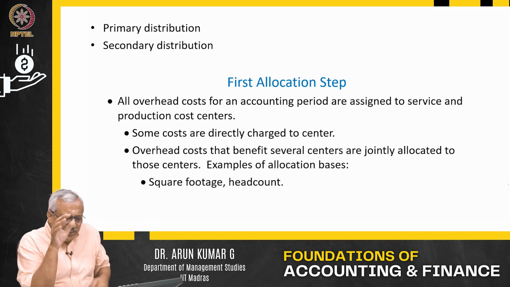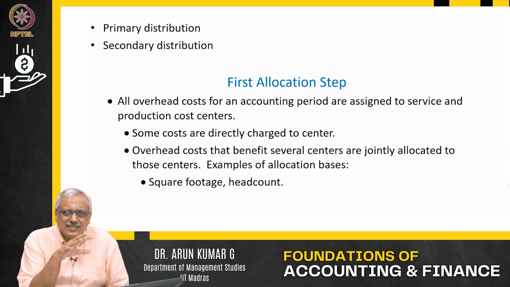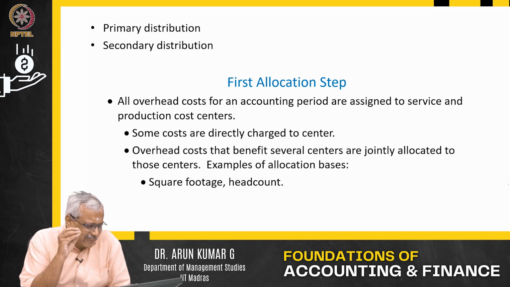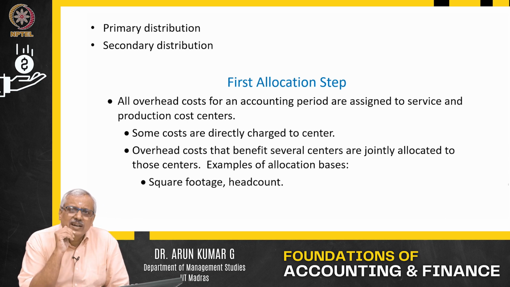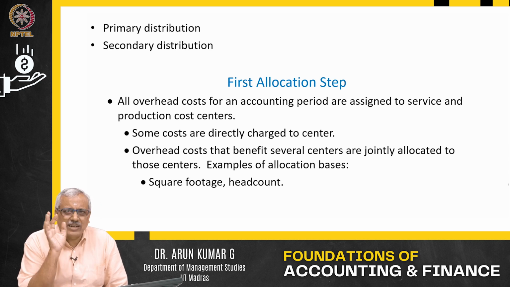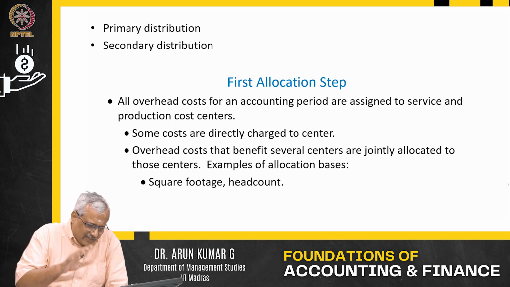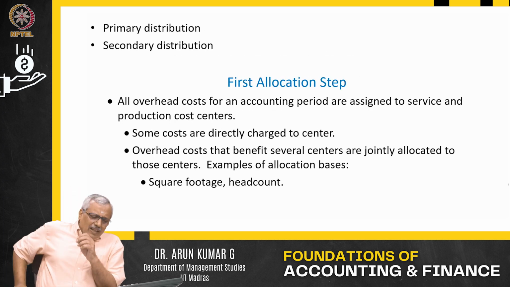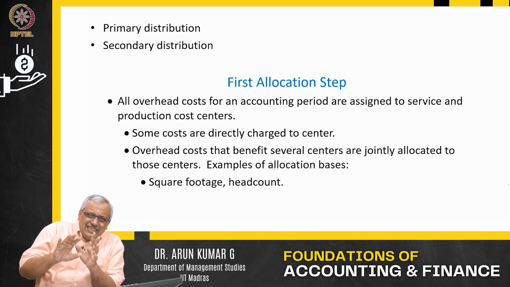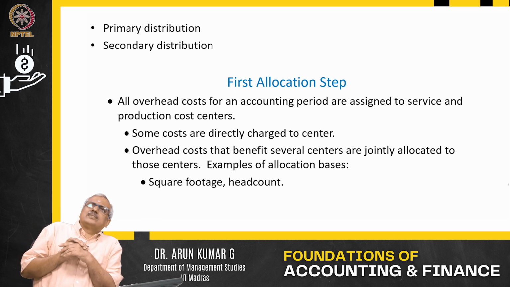Normally, when all the costs are divided between the production and service departments, we call it primary distribution, and then we go in for a secondary distribution. That is the first step in allocation. All overheads for an accounting period are assigned to service and production centers. That is what I stated in this slide also, and I am restating the same thing. All these costs are distributed. For example, sir, what is that cost? Let us take an example.